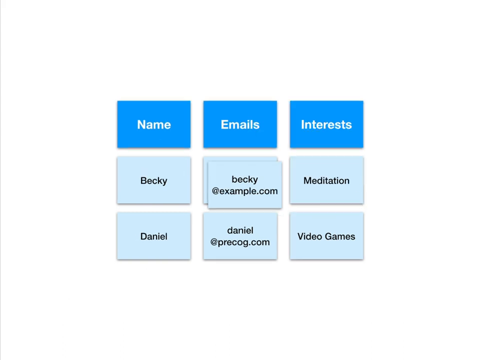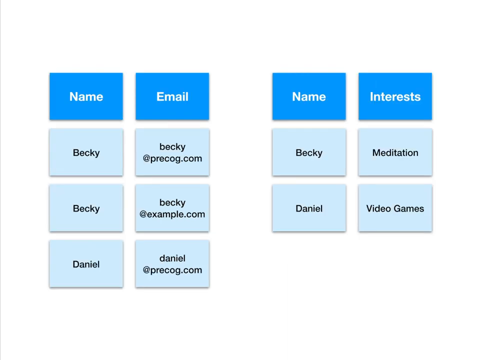So coming back to the original data, perhaps there's a preferable way of representing this. We could split the data up into two separate tables. This solves the problem of counting, as we can simply count down the email column.